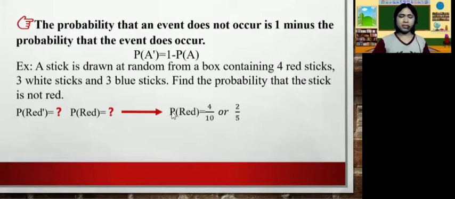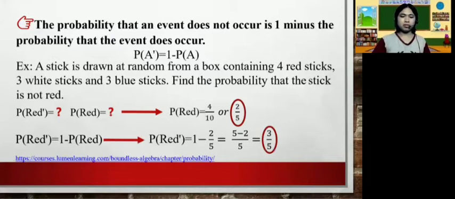The probability that the stick is red equals 4/10 or 2/5. As we can see, we have 4 red sticks here and the total possible outcomes is 10, since 4 plus 3 plus 3 equals 10, so 4/10 or 2/5. Now, since we have the value of the probability that the stick is red, we will just substitute it into the formula. So 1 minus 2/5 equals 5/5 minus 2/5, so it is equal to 3/5.